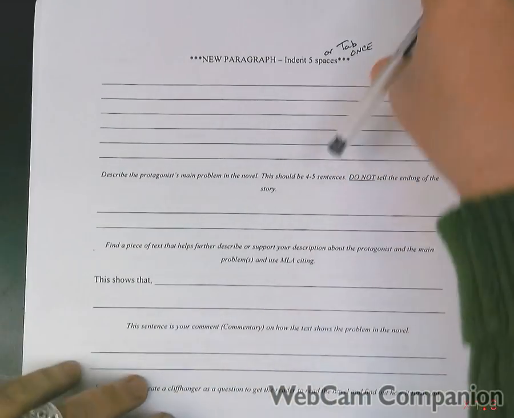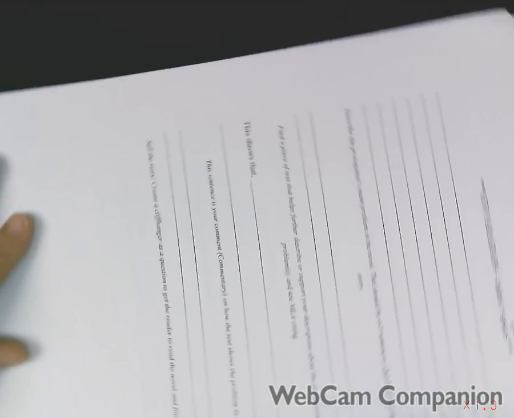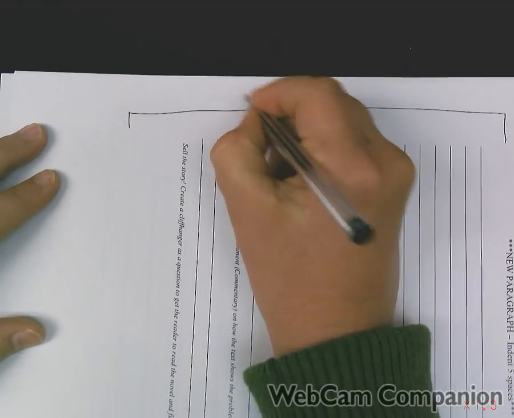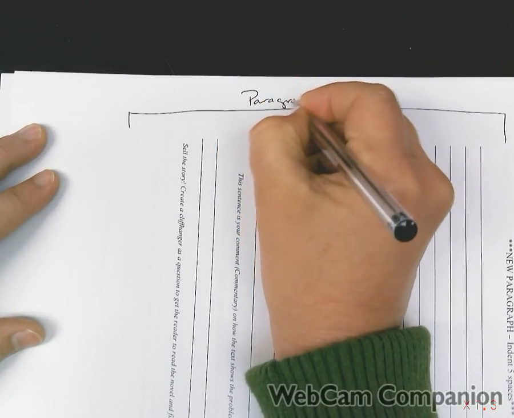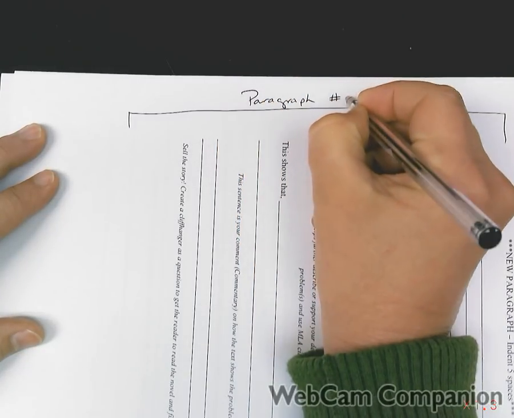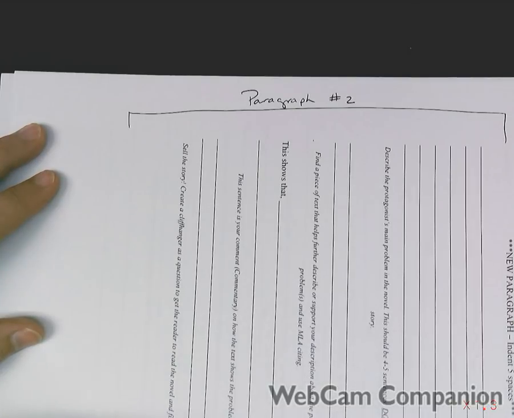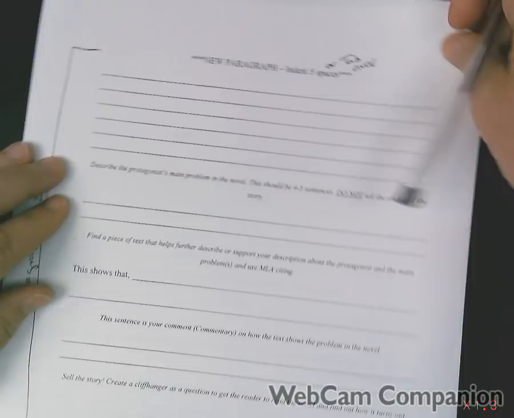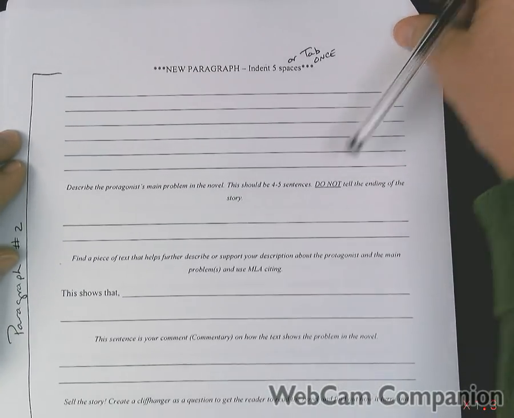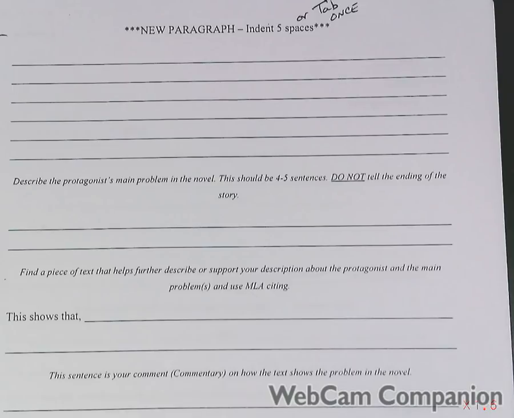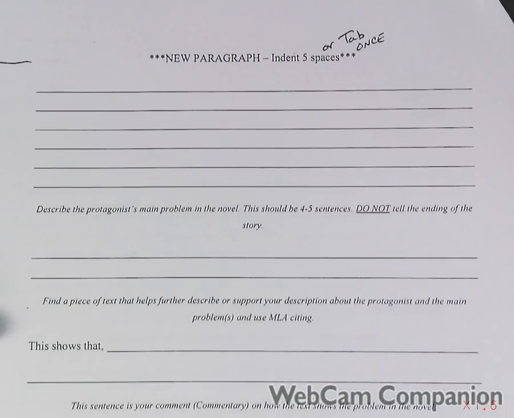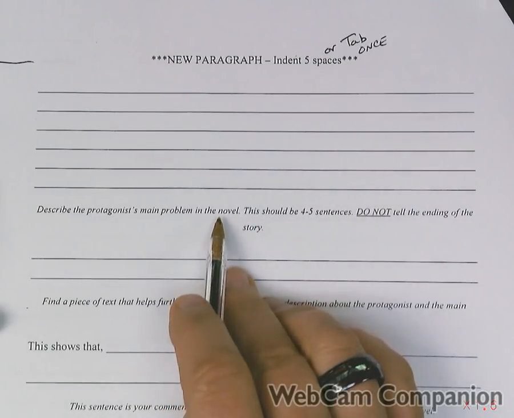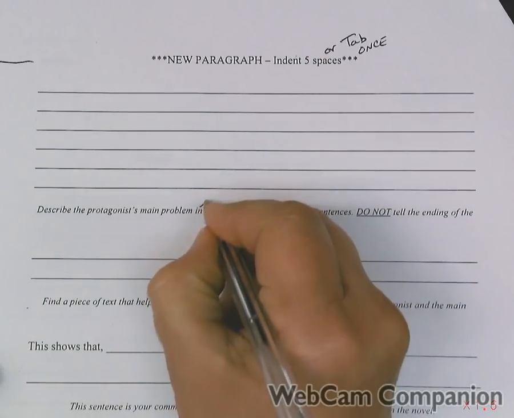What I'd like you to do, just to help you, is to turn your page this way, make a nice big bracket here, and put paragraph number 2. Okay? Paragraph number 2. And again, this entire paragraph is just talking about what is going on with the protagonist in a little bit more detail. Let's see if this will help a little bit. There we go.